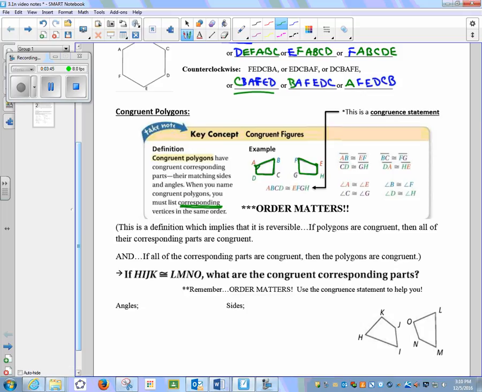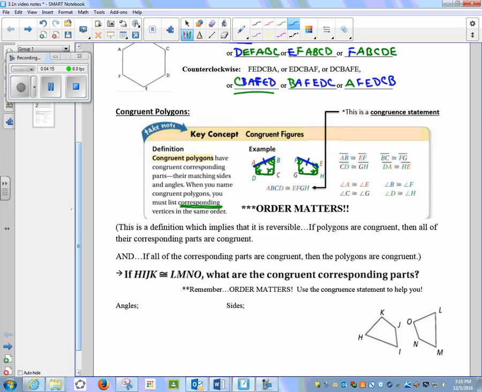So that means angle A would be congruent to angle E, and angle B would be congruent to angle F, etc. C would be congruent to G, and D would be congruent to H. So those are called corresponding parts. A and E match up, so they're called corresponding angles. Same thing about the sides. Side AB corresponds with side FE. They would be congruent, and they're called corresponding.